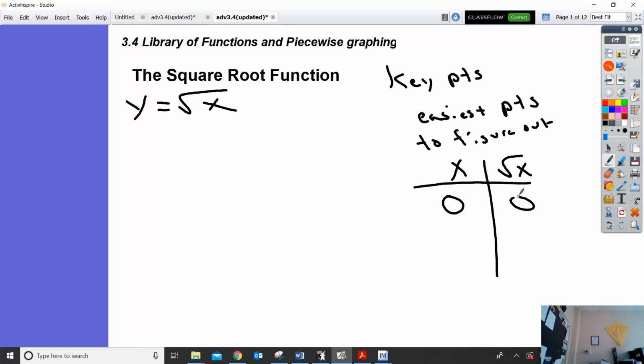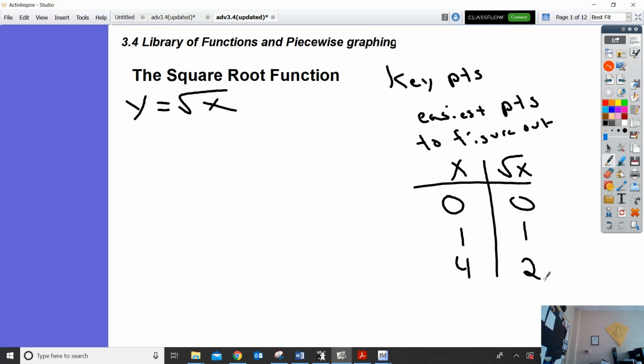What's the next smallest number you can take the square root of? 1. 1 is the next smallest number you can take the square root of, and it is 1. And the next smallest number you can take the square root of? Aaron said it. 4. It's not 2, it's not 3, it's 4. What's the square root of 4? There's your 3 key points. You have x values and you have y values.